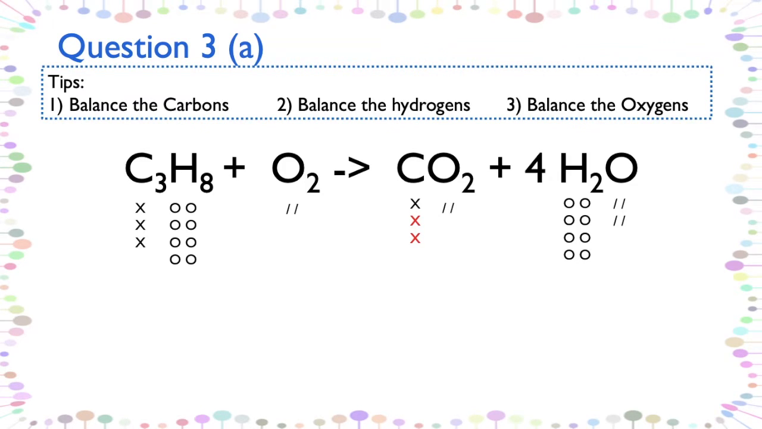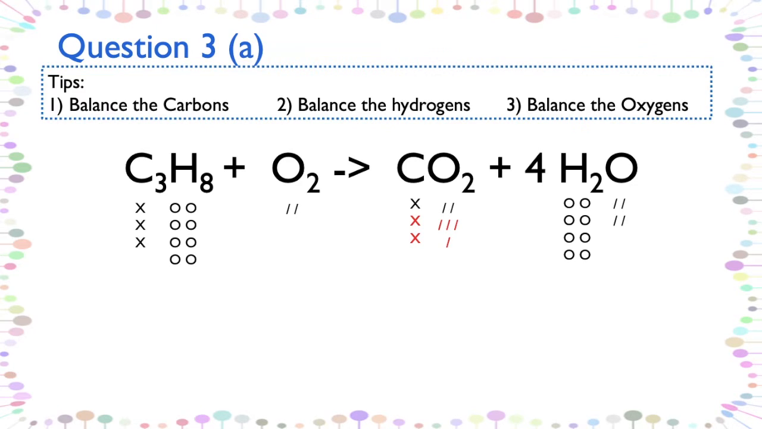So as you can see here, I balance the carbons first. So there are 3 on the left, therefore there needs to be 3 on the right. Therefore, we've multiplied CO2 by 3. Because the carbons are multiplied by 3, we need to multiply the oxygens by 3 as well. So 2 times 3 equals 6. Now we look at the number of hydrogens. There are 8 on the left and 8 on the right. Therefore, we don't need to balance them at all.